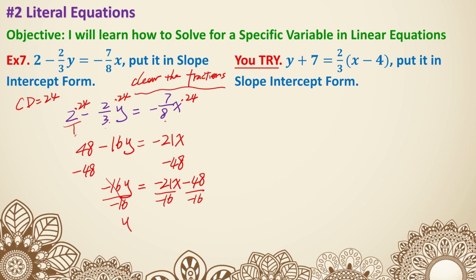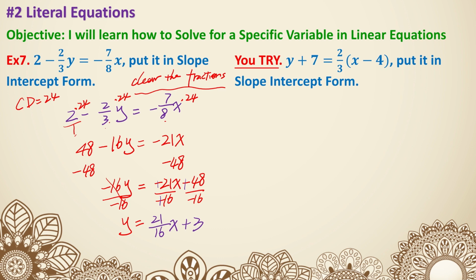We're left with just a y. Let's be careful with the signs on the right side. It's a negative 21x over a negative 16, so that becomes a positive 21/16 x. And then it's a negative 48 divided by a negative 16. That is a positive 3. There we go. That is example 7.